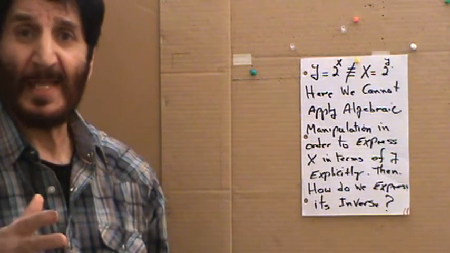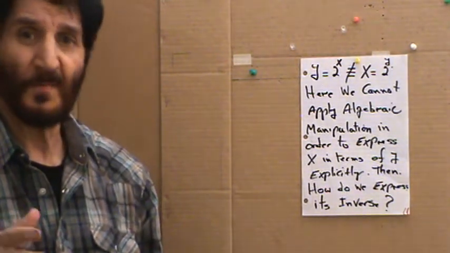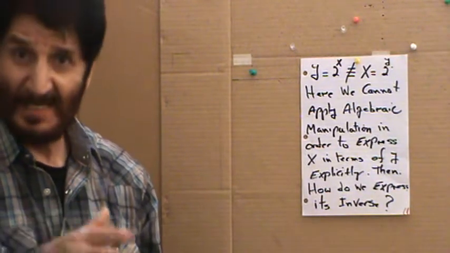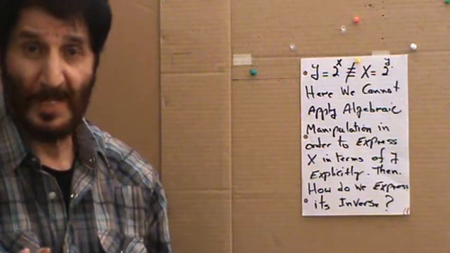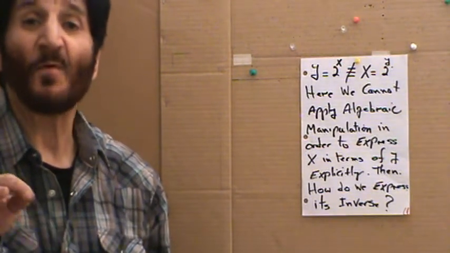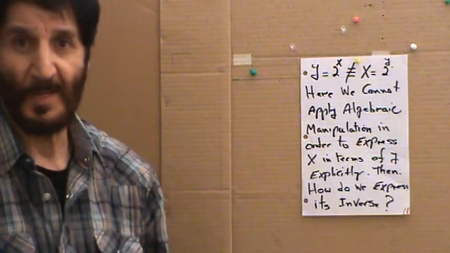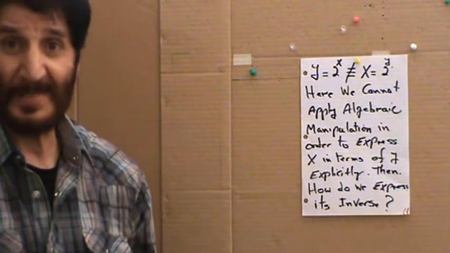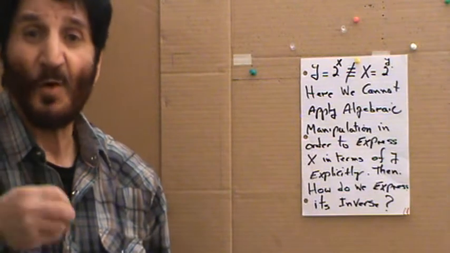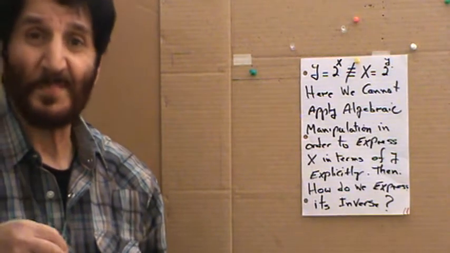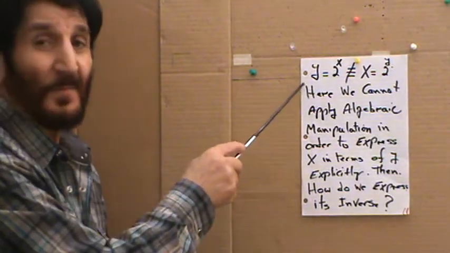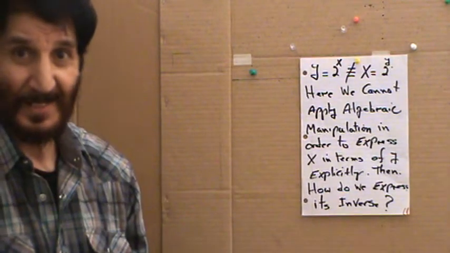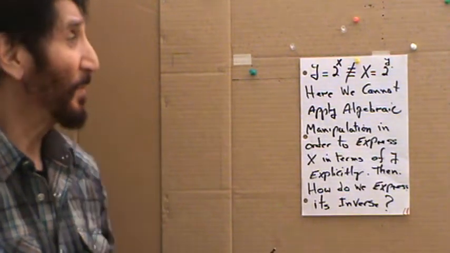Y equals 2 to the x is a one-to-one function, one-to-one correspondence in fact. Therefore it has an inverse for sure, and its inverse is a function. We know that for sure. So the goal is to find a rule of correspondence, to find a functional notation to represent the inverse of this exponential function. That is the goal of this lecture. We are going through all of this for preparation.